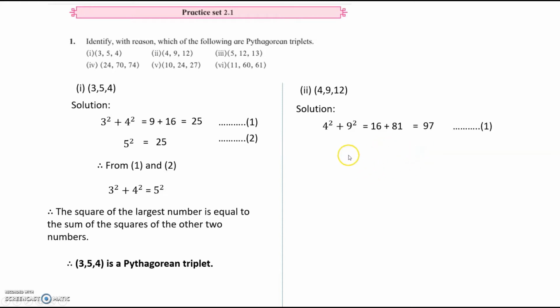Let's put it as 1. Now the largest number, 12 square. So that's equal to 144. Let's put it as 2. Now look at 1 and 2. Here we have 97. Here we have 144, which means they are not equal.